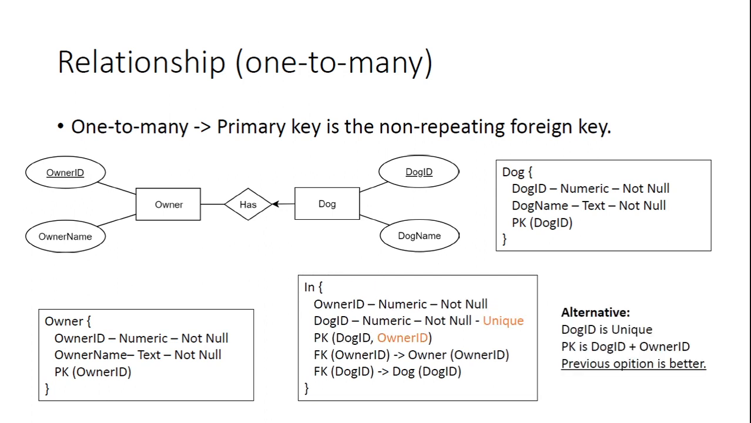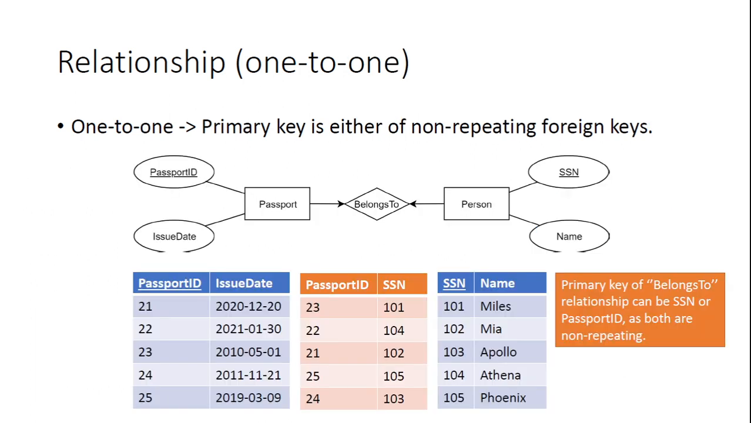But in the second option, we are saying both our foreign keys are going to be the primary key. But to distinguish this from the many-to-many case, we need to say that dog ID is going to be unique. Otherwise, it is going to be a many-to-many relationship. To enforce this one-to-many relationship, we need to say dog ID is going to be unique. Any questions, problems?